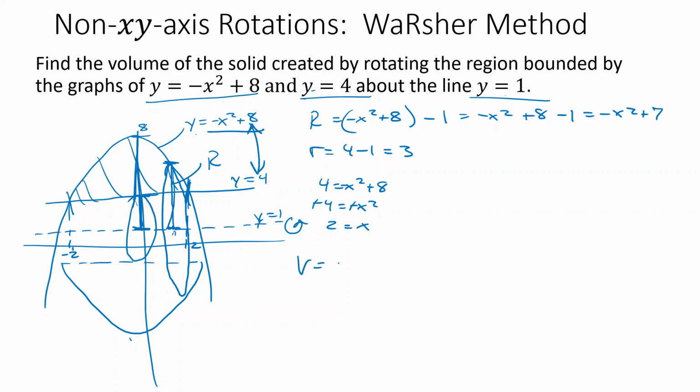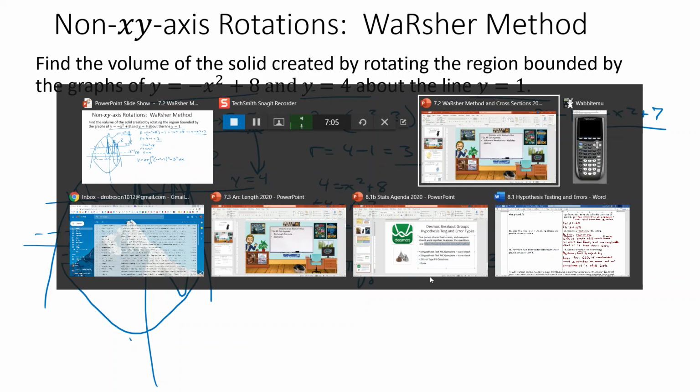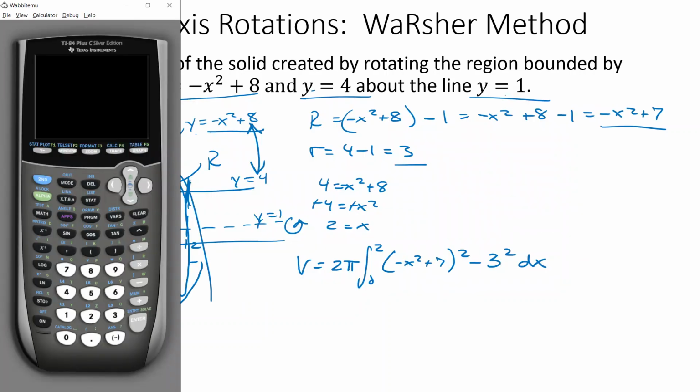So our volume here is doubled, pi times the integral from 0 to 2 of big R, that guy, minus little r, that guy, squared dx, like that. All right, so now if we want to, we can work this out by hand. We'd have to square this guy out and then combine some like terms and whatnot. Or we can go to our calculator. Remember, we know how to integrate on our calculator.